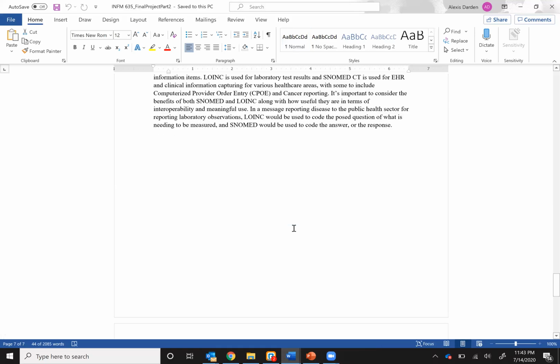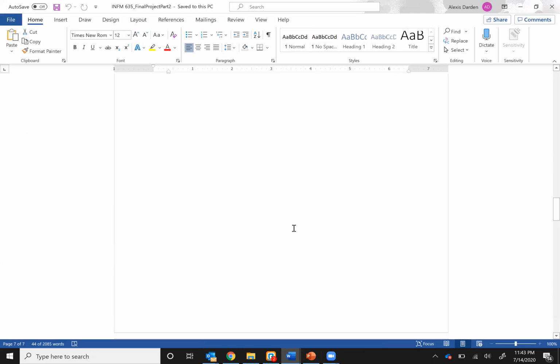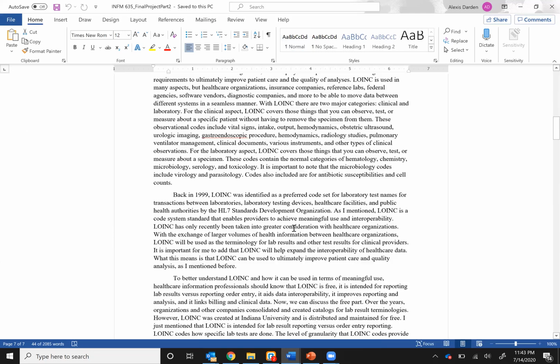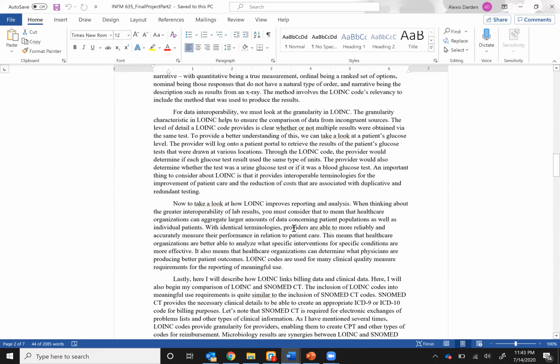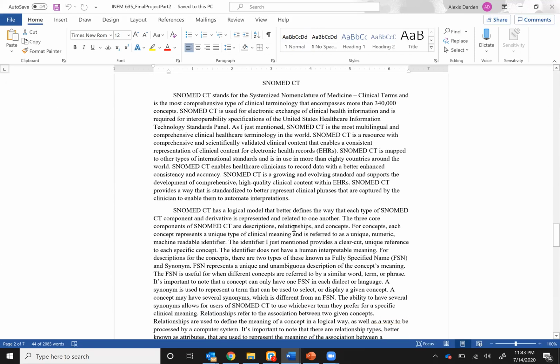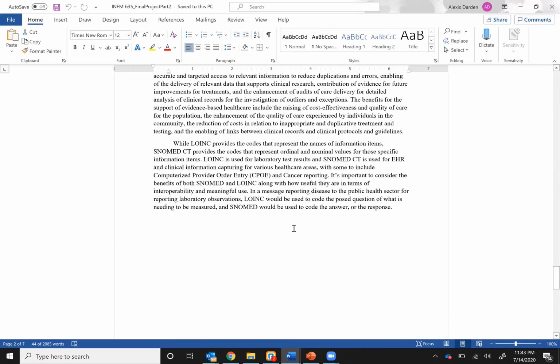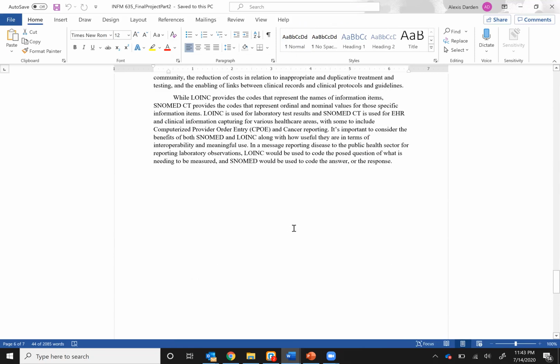So for the second part of the final project, we were to walk through two standards. The two I chose were LOINC and SNOMED CT. While LOINC provides the codes that represent the names of information items, SNOMED CT provides the codes that represent ordinal and nominal values for those specific information items. LOINC is used for laboratory test results, and SNOMED CT is used for EHR and clinical information capturing for various healthcare areas, including computerized provider order entry, better known as CPOE, and cancer reporting.